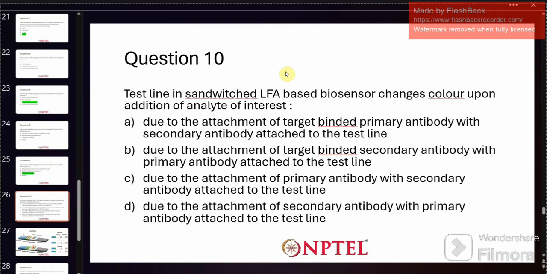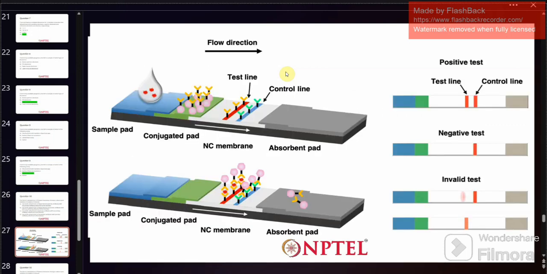So the question then: the test line in a sandwich LFA based biosensor changes color upon the addition of the analyte of interest due to attachment of target bound primary antibody with the secondary antibody attached to the test line, or due to attachment of target bound secondary antibody with primary antibody attached to the test line, or due to attachment of primary antibody with secondary antibody attached to the test line, or attachment of secondary antibody with primary antibody attached to a test line. So the basic understanding is at the test line there will be primary antibody.